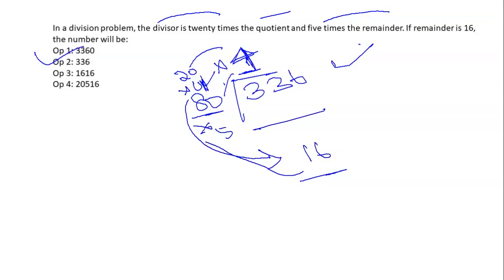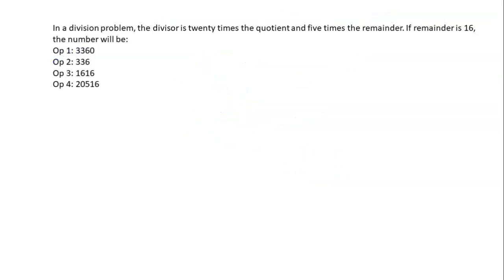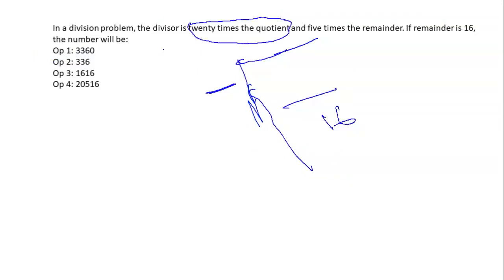Okay, so what they told you here is the divisor is 20 times the quotient, and the quotient is 5 times the remainder. So the remainder is 16 in this case. In this particular one, what you read is the divisor is 5 times the remainder. 5 times the remainder, 16 is the remainder, into 5 is 80. That is the divisor. Okay.